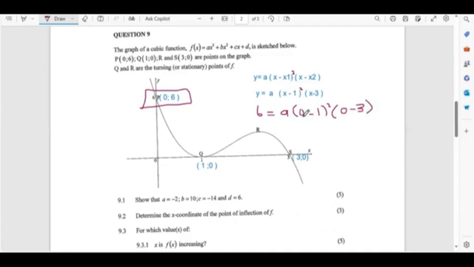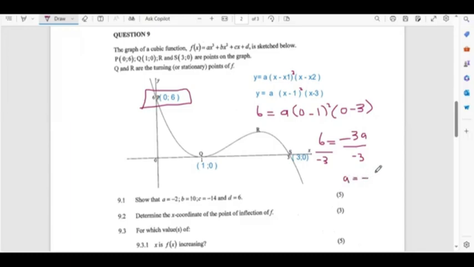You can just say bracket 0 minus 1 squared multiplied by 0 minus 3, and if you punch that into your calculator, basically this is going to be 6 equals minus 3a. Remember, we are solving for a, hence we're going to divide both sides by minus 3, so that our value of a is equal to minus 2.